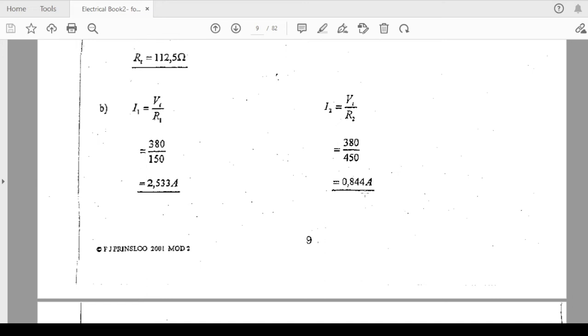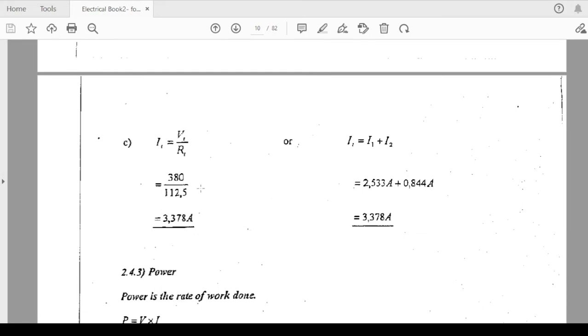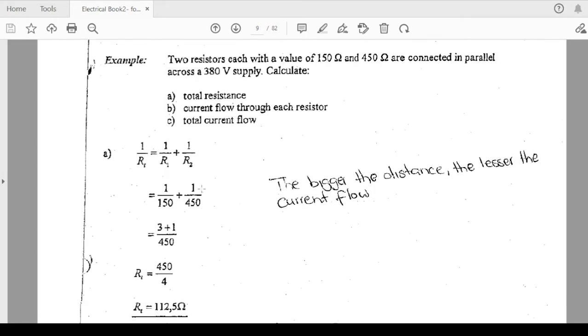Any questions? Not now. Okay, let's move on. And number C, let's see what they are asking here on C. Total current flow. Okay, there it comes now.